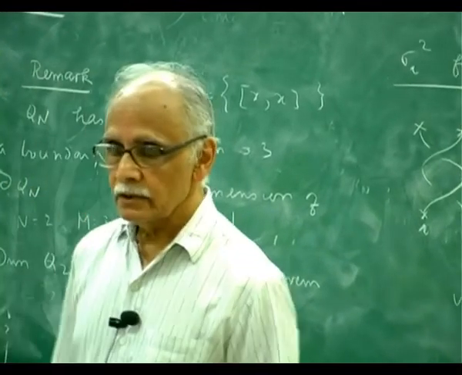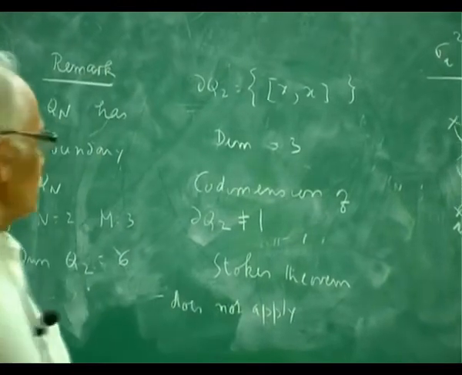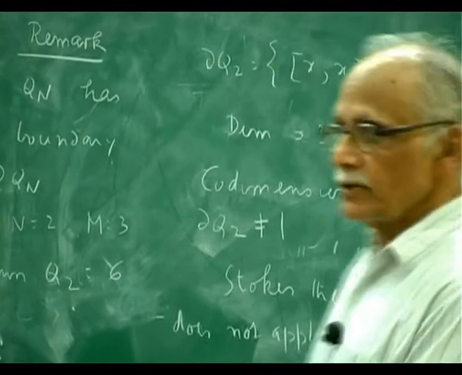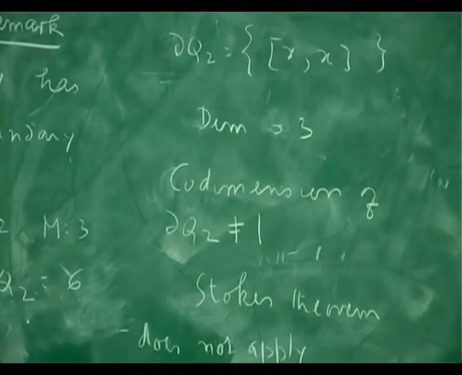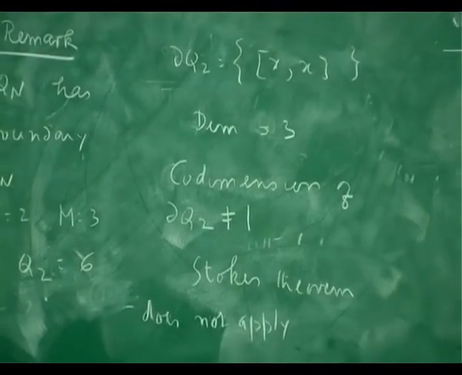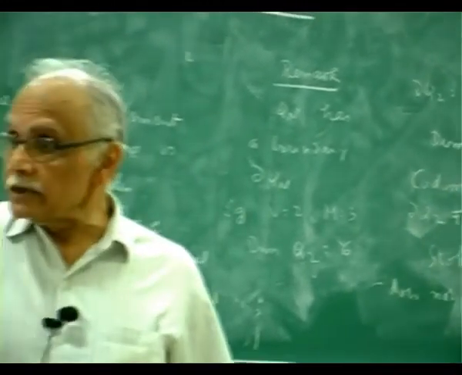Why is it happening? Not every manifold has what they call a regular boundary. A regular boundary is one which is smooth, of course, and of codimension 1. There you can apply Stokes theorem. Here you cannot apply Stokes theorem. You cannot do partial integrations. It's not a regular boundary, but it is there.